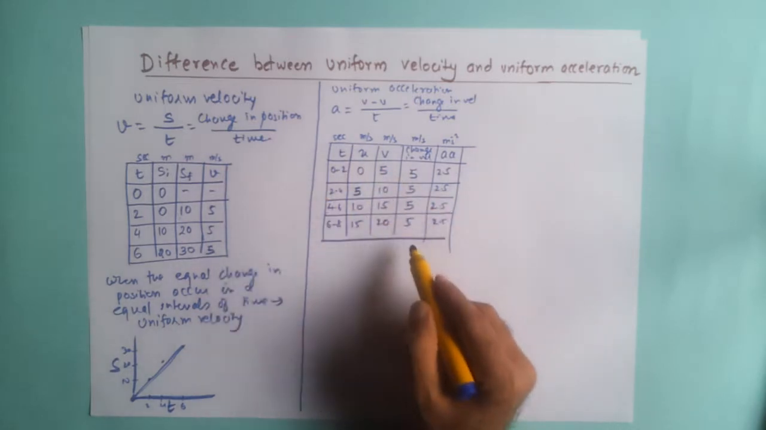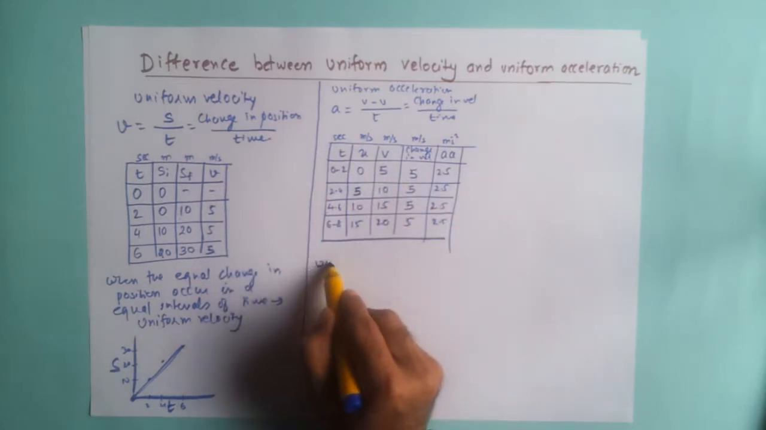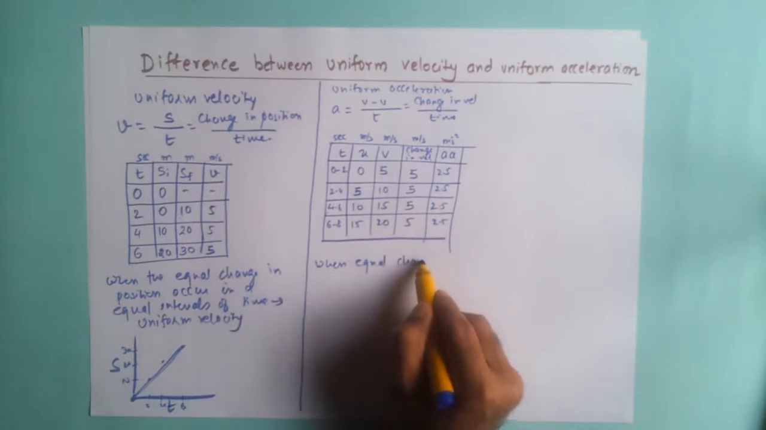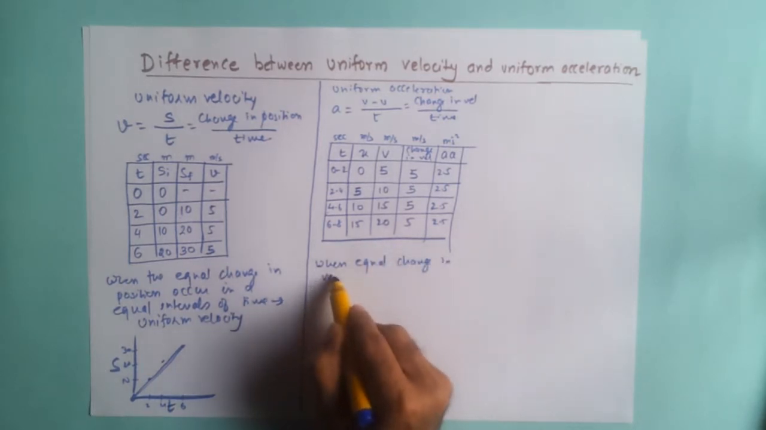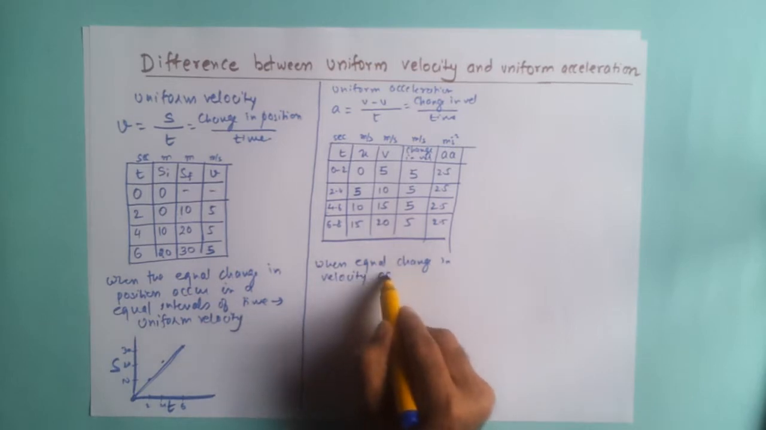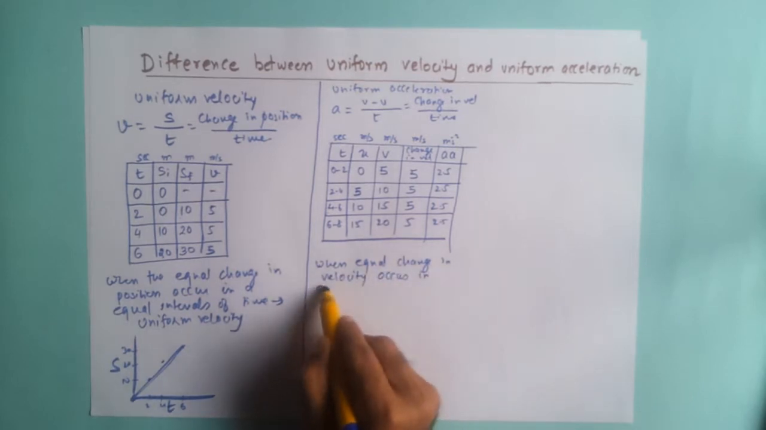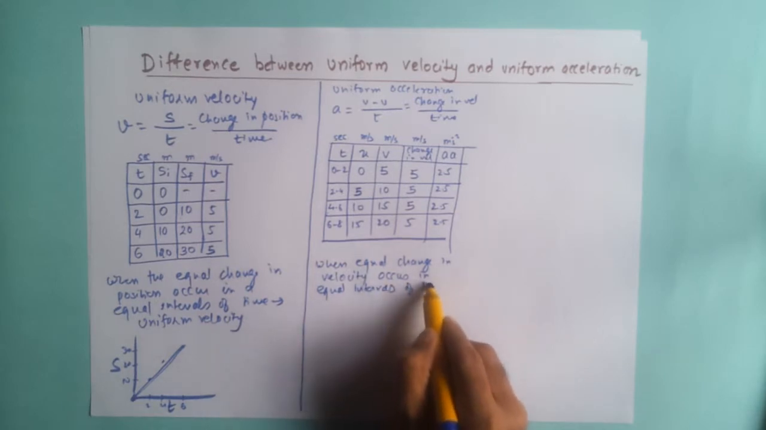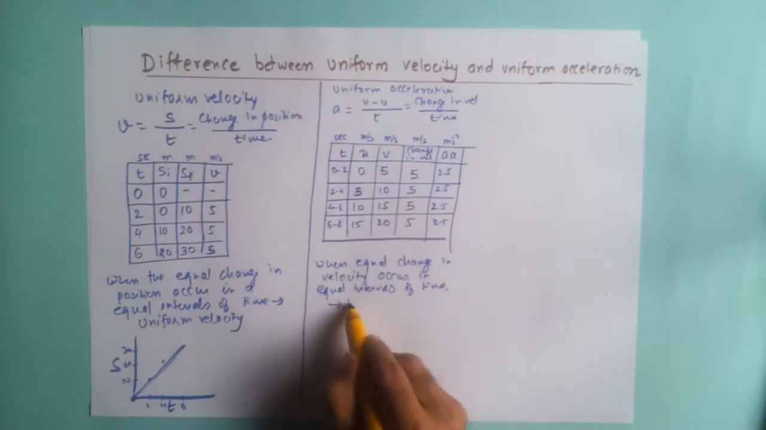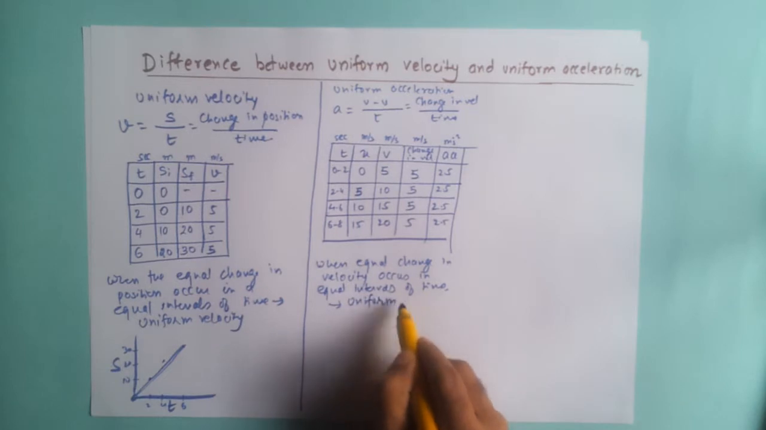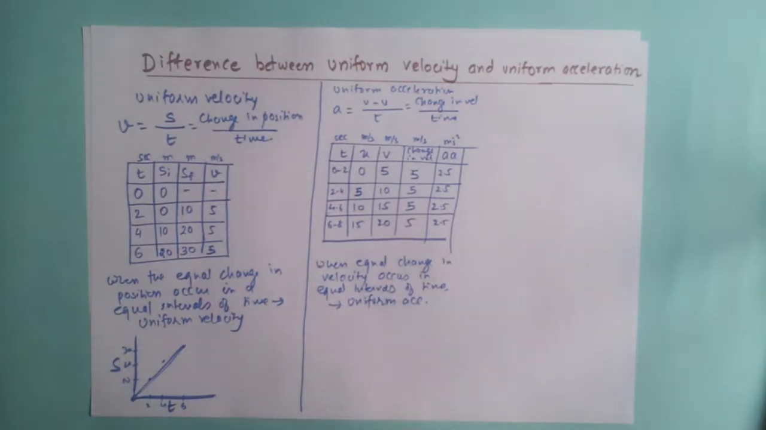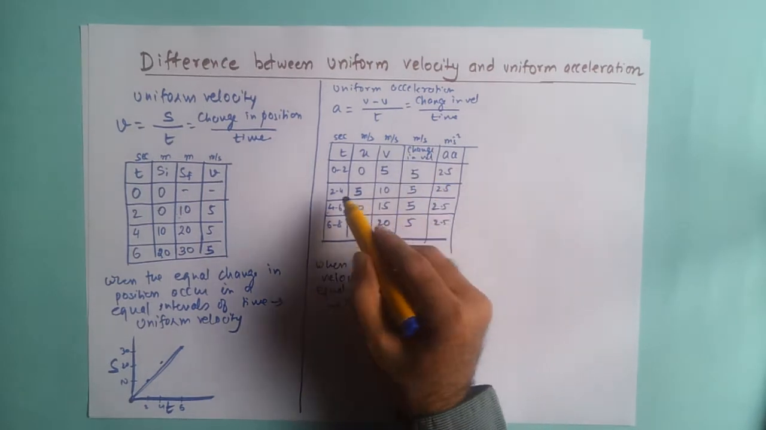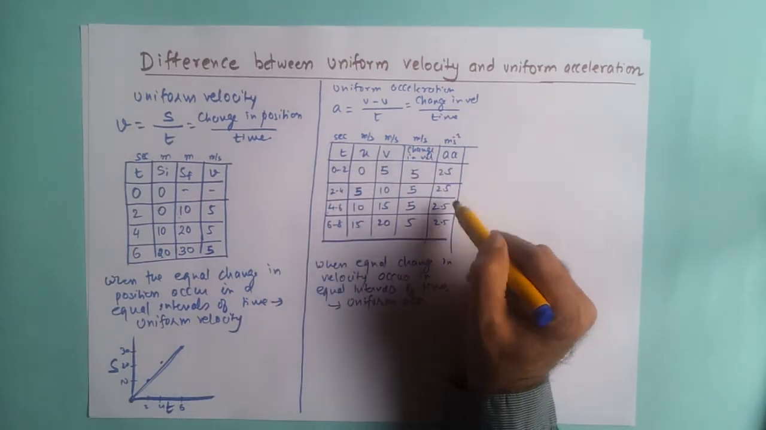So if I have to explain this in words, I'll say when equal change in velocity occurs in equal intervals of time, we say the object is moving with uniform acceleration. So what is constant is change in velocity. Change in velocity is 5 in every 2 seconds, and therefore acceleration is constant.